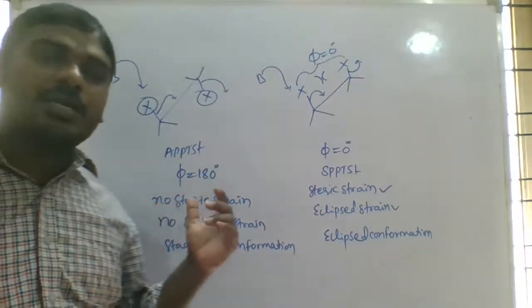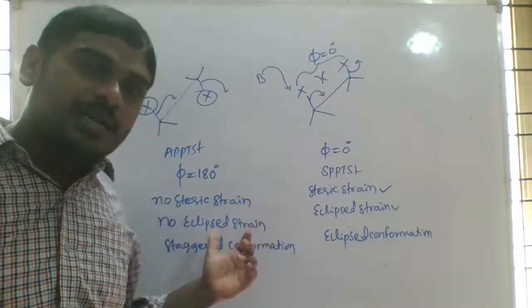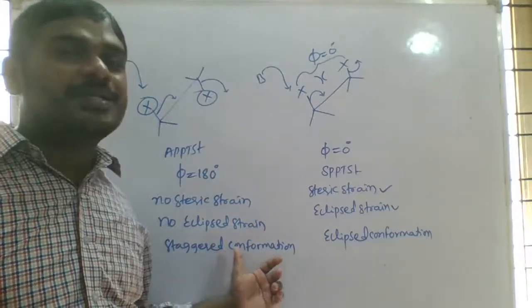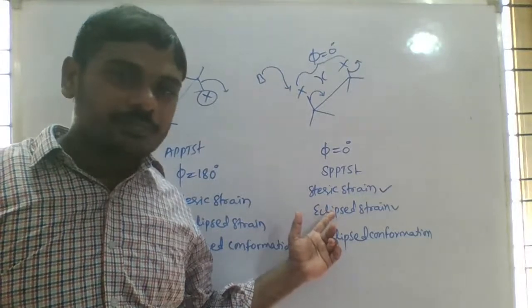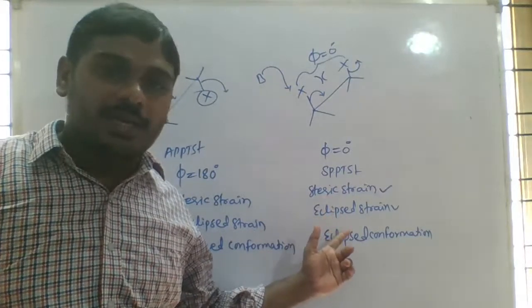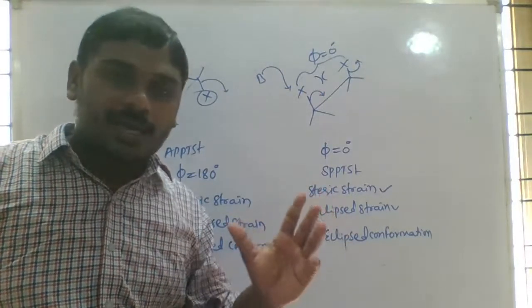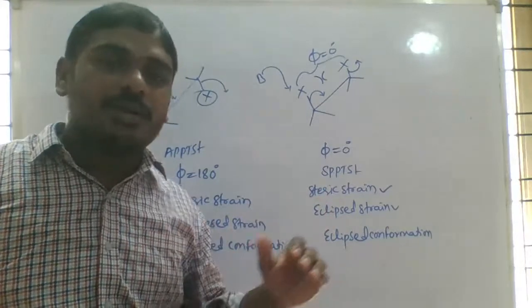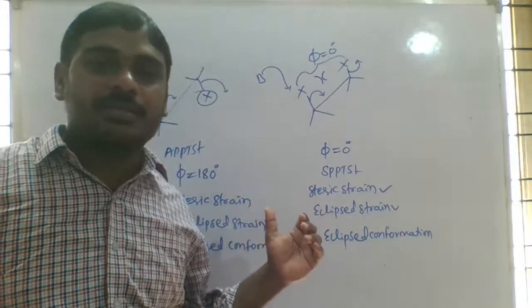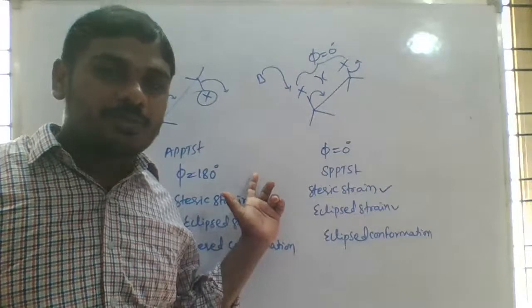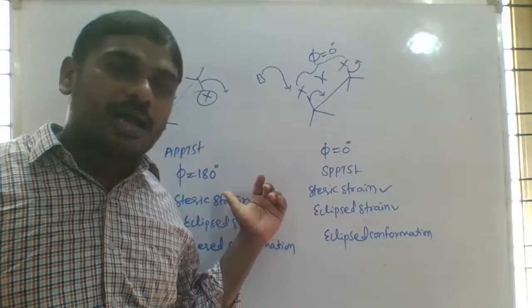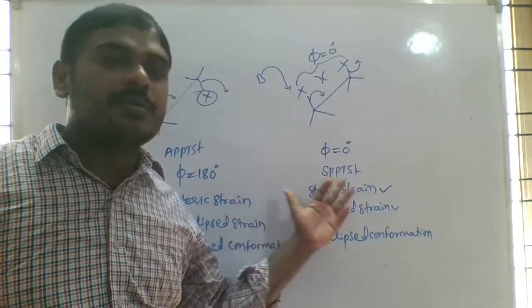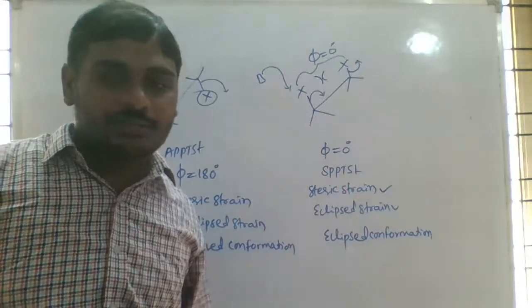So the Sawhorse anti-conformation proceeds through the anti-periplanar transition state, whereas in the eclipsed conformation, the elimination proceeds through the syn periplanar transition state. In the syn periplanar transition state, the rate is very slow compared to the anti-periplanar transition state. That's why in most cases, the anti-periplanar transition state and anti-eliminations are preferred compared to syn eliminations.